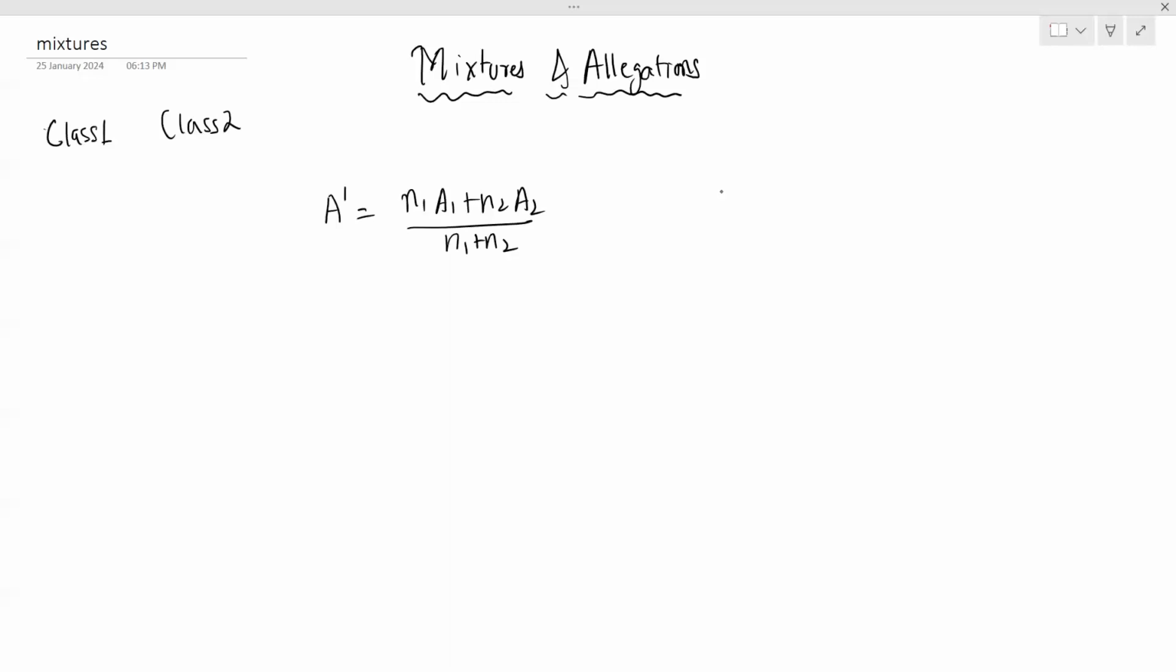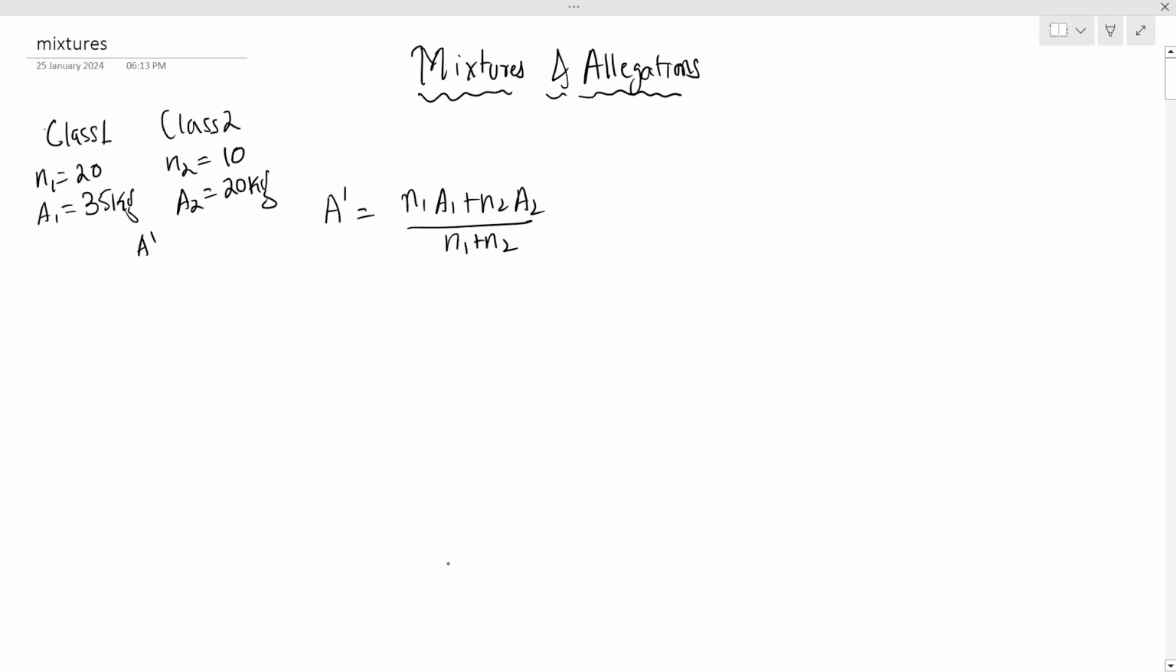In class 1, the number of students was 20 and the average weight was 35 kg. In class 2, the number of students was 10 and the average weight was 20 kg. To calculate the combined average, we use this formula. I also taught you another method, called the equal distribution method, if you can recall.